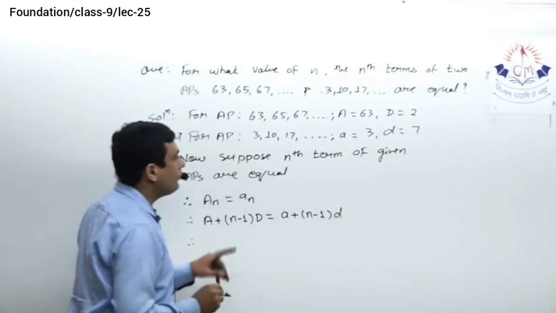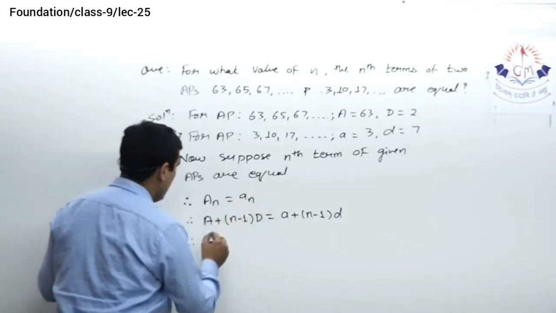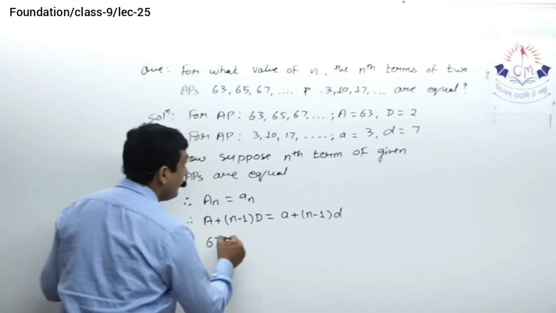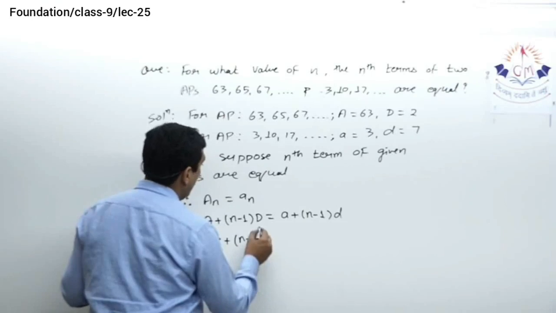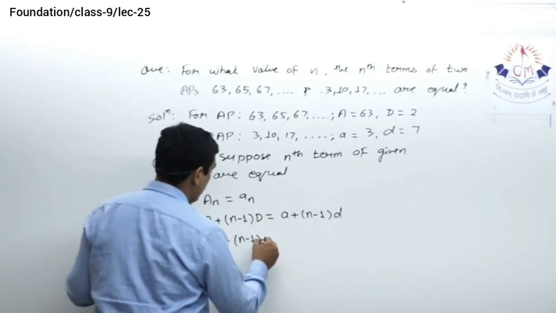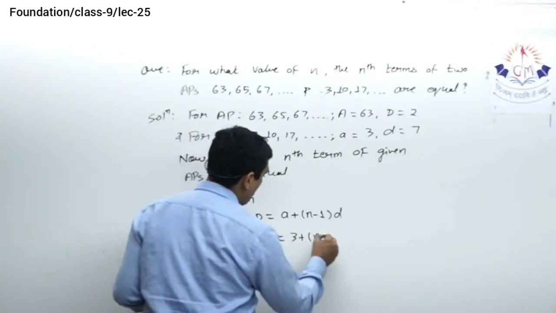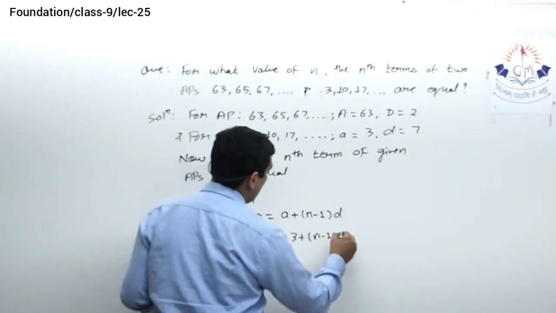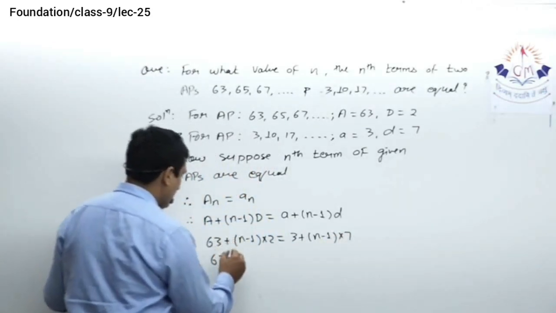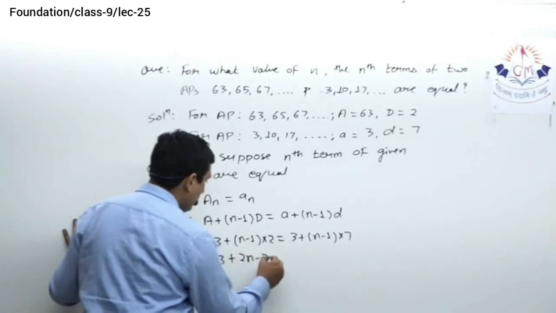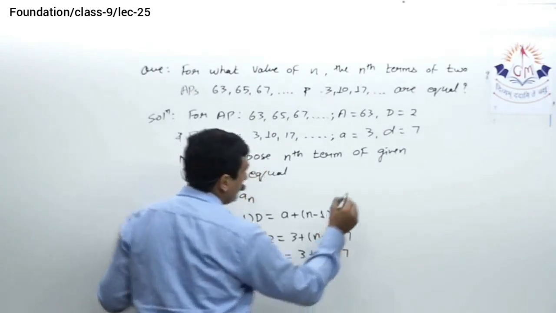Now let us put the values of capital A, small a, capital D and small d. So capital A is 63 plus n minus 1 into capital D, which is 2, is equal to small a, which is 3, plus n minus 1 into small d, which is 7. If I simplify this further, here it is 63 plus 2n minus 2, and over here 3 plus 7n minus 7.